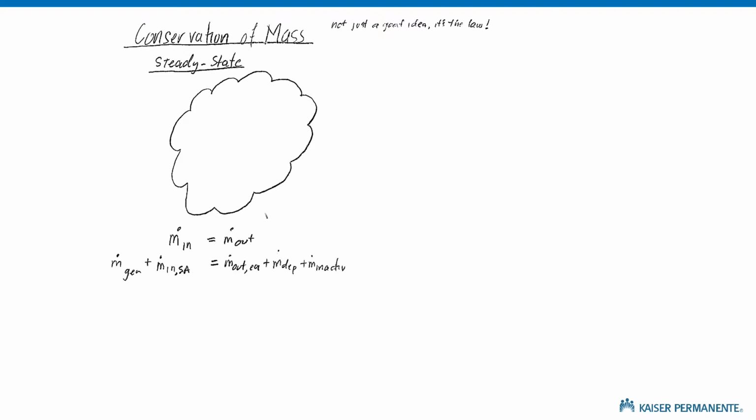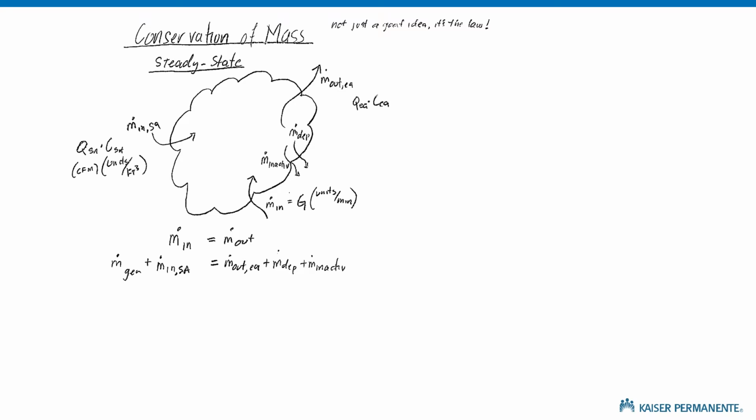Mass in is the generation rate, plus any contamination that sneaks in with our supply air, and then mass out is the mass that leaves the room in the exhaust air, plus any mass that falls out of the bubble by deposition. And then biological particles can change form from viable to non-viable. We call that inactivation. And for the purpose of counting infectious mass, we basically count those as having left the bubble.